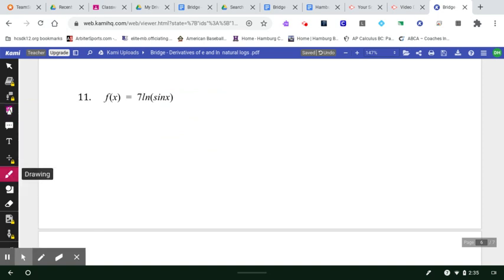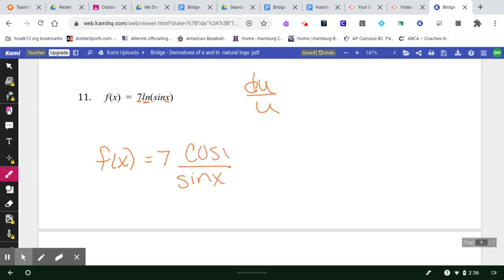Number 11, f of x equals 7 ln of sine x. So my question is, is this a product or not? How many x's do you see? Hopefully you're saying just one. So that is not a product rule because there's not another x. So 7 is just that coefficient. So that just comes along for the ride. Just leave it there. And I see an ln, so I'm saying to myself, I need du over u. So sometimes I start with the u, and I just write it in here. Who is my u in this case? Sine of x. And what is its derivative? Cosine of x. So I have 7 cos of x over sine of x.